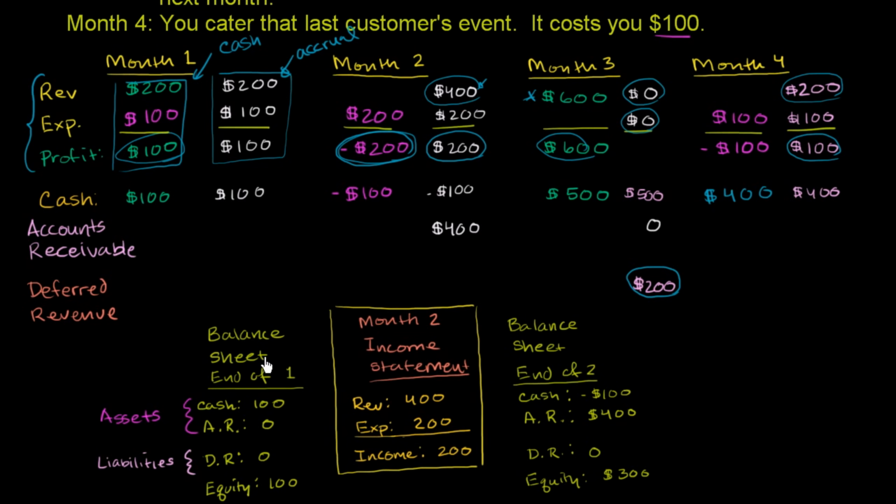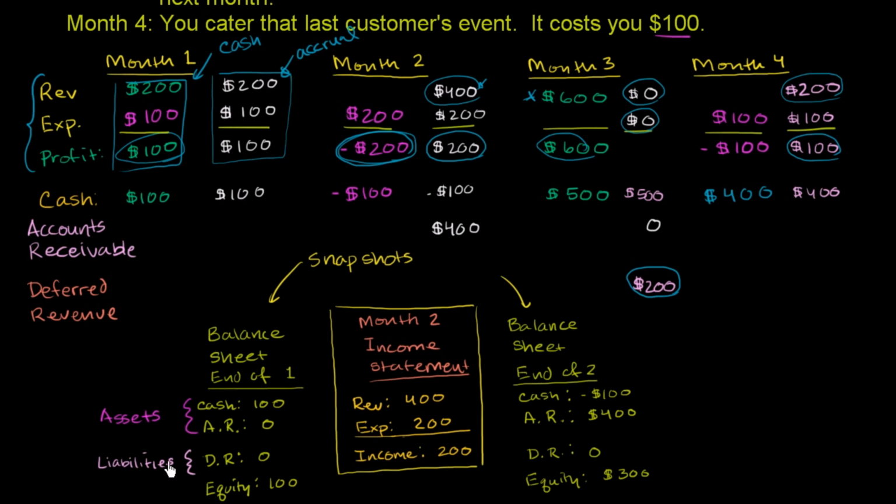I also have drawn the balance sheet at the end of month 1 and the balance sheet at the end of month 2. Or you could also view this balance sheet here as the balance sheet at the beginning of month 2. And the main thing to realize is income statement tells you what happens over a time period, while balance sheets are snapshots, or they're pictures at a given moment. Snapshots. So this tells us essentially, what did I have? The assets are the things that can give me future benefit.